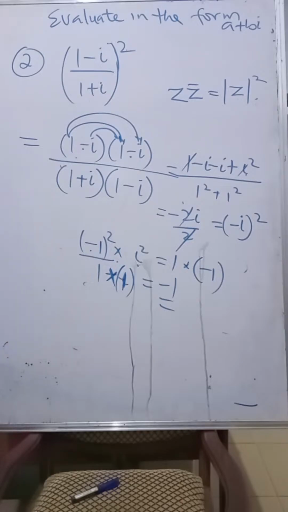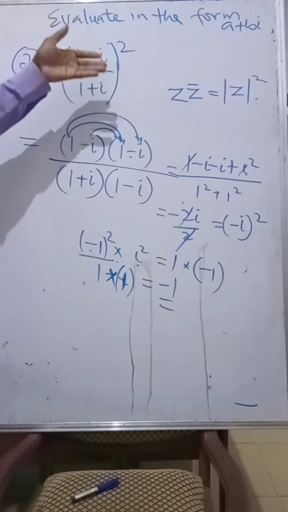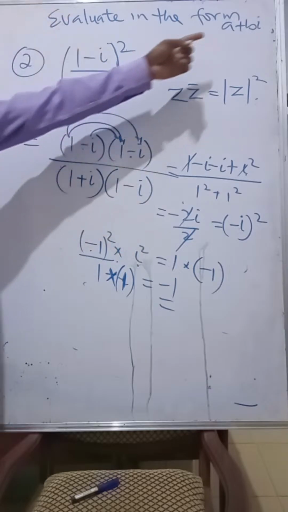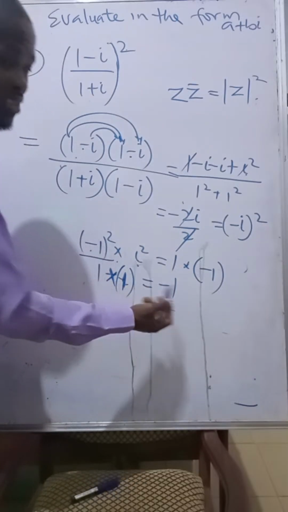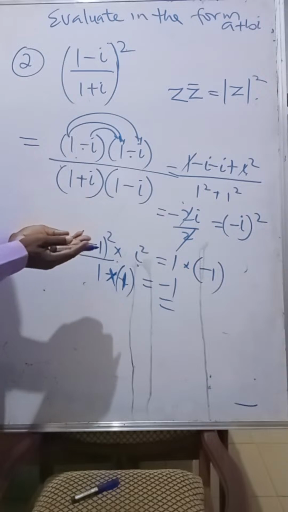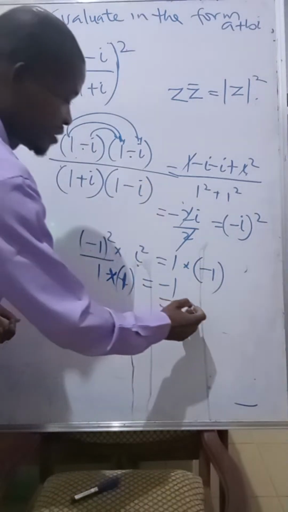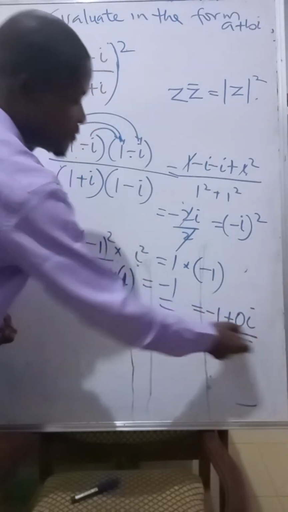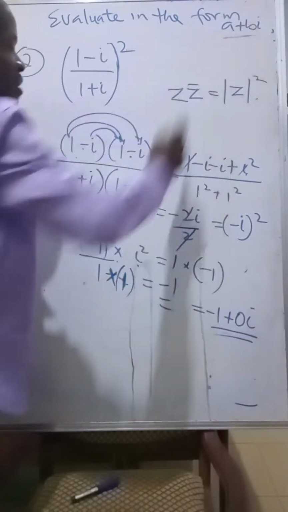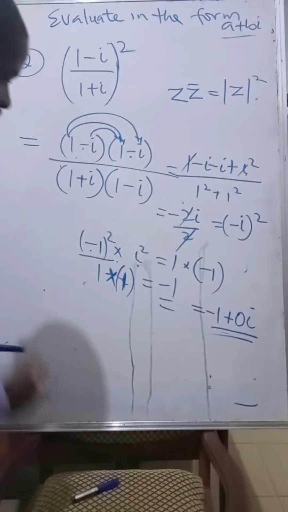Okay, let's see another question also. See the same question, evaluate in the form a plus bi. If you want to do that, the answer is minus 1, but you want to have the real part and the imaginary part. So it's going to be minus 1 plus 0i, which you are expressing in that format.